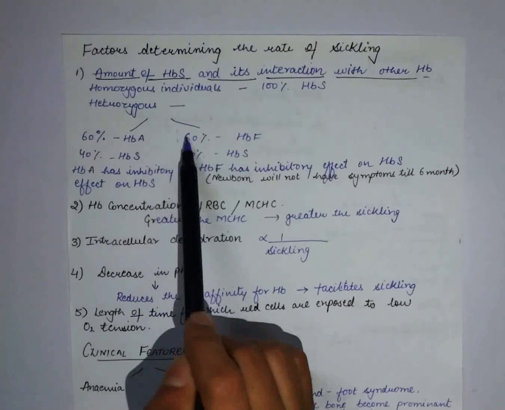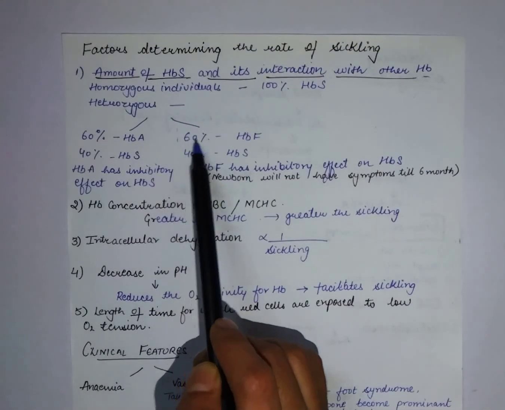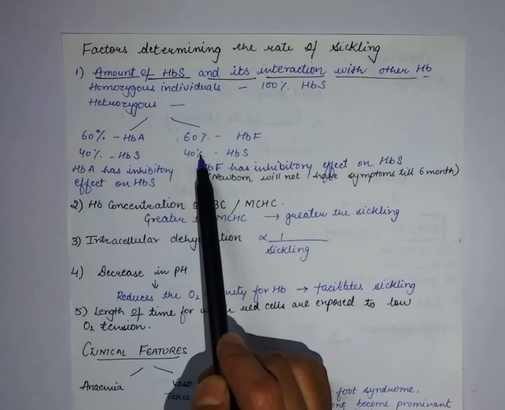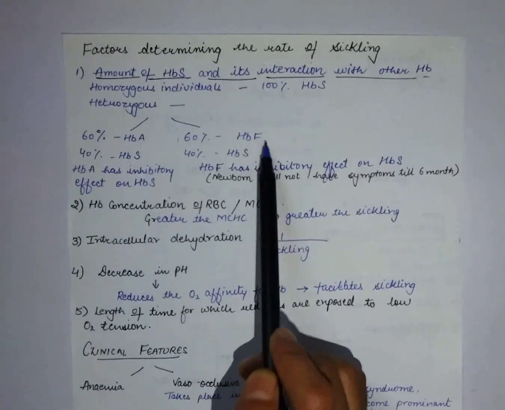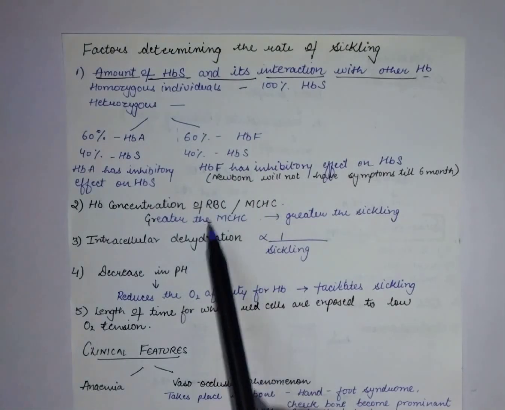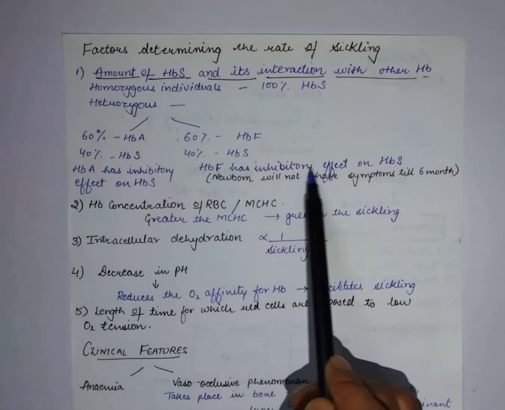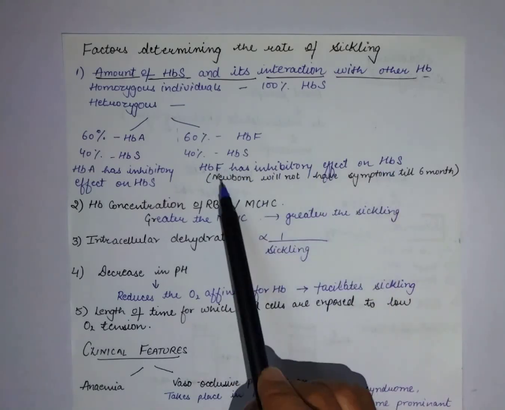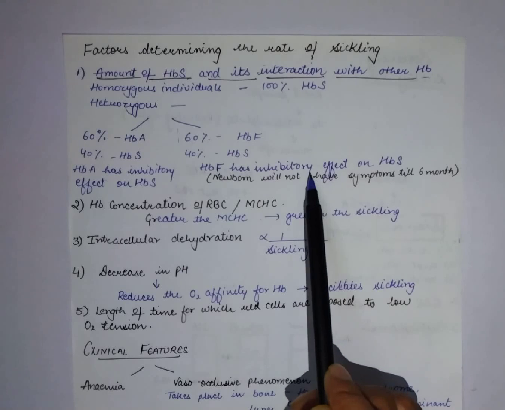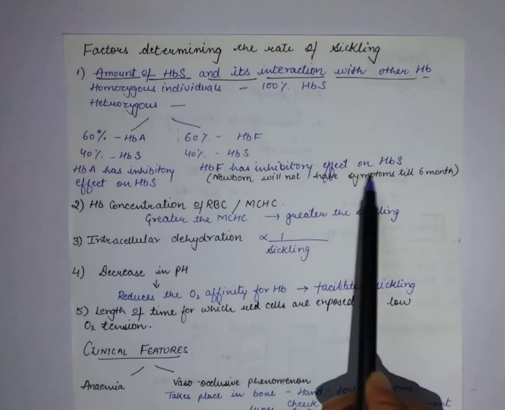Now, in another heterozygous state, when there is 60% hemoglobin F and 40% hemoglobin S, as in case of infants, then hemoglobin F has an inhibitory effect on hemoglobin S. In this, the newborn will not have symptoms until he turns 6 months.